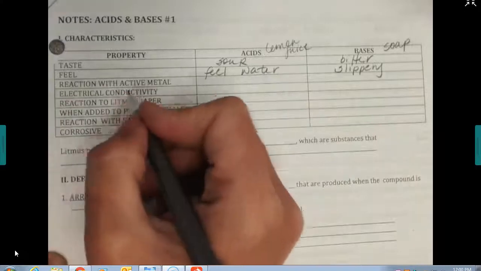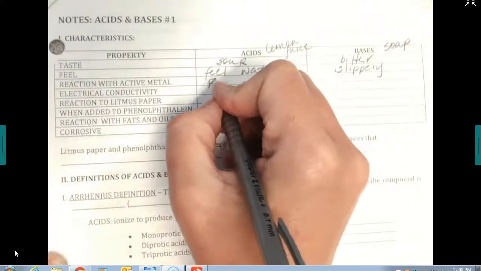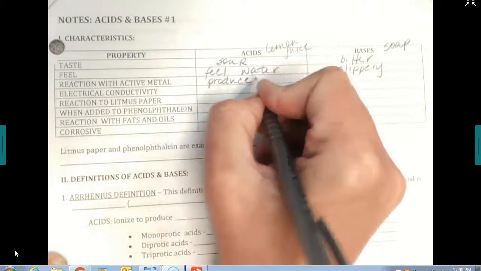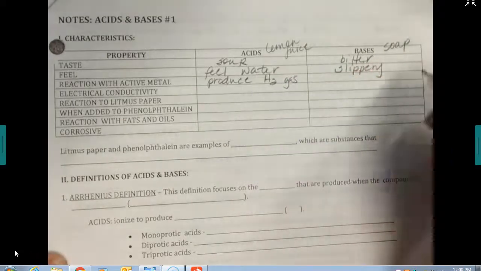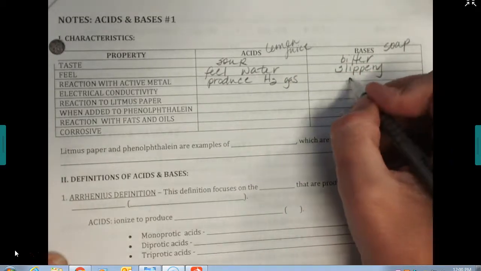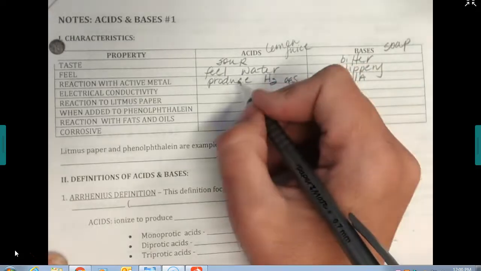Reaction with metal. Remember, we're going back to single replacement reactions. It produces hydrogen gas. We got to see the hydrogen gas actually pop when I put the flame in there. Bases do not react with active metals. Both have high electrical conductivity.